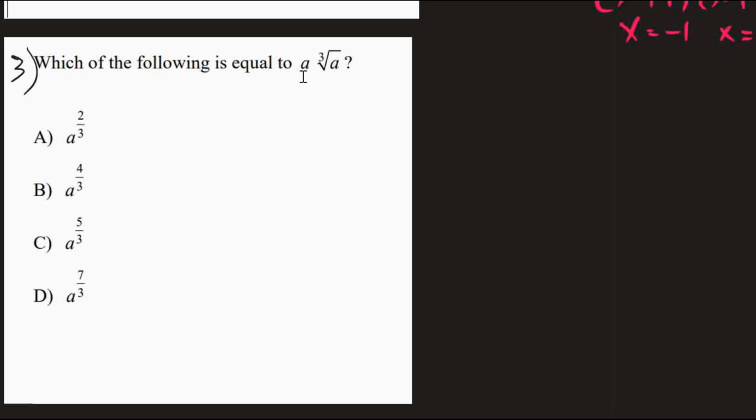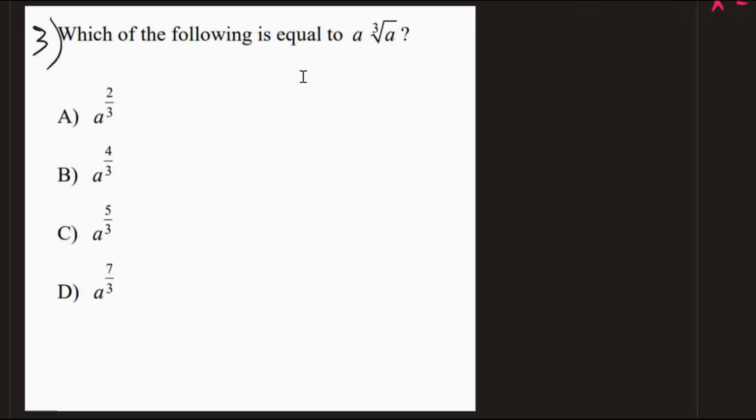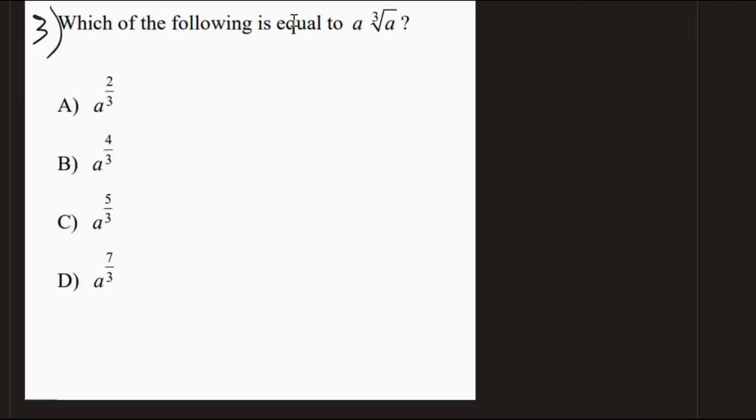Which of the following is equal to a times cube root of a? Now this is a. The cube root of a is equal to a to the power of 1 over 3. The root is the denominator in the exponent. Now this a is a to the power of 1, because there's nothing.